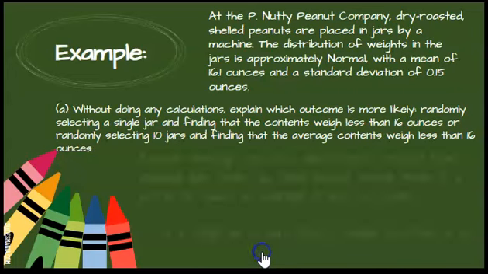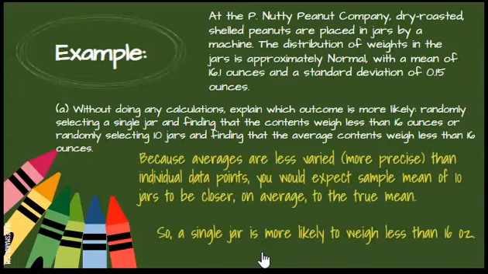Well, because averages, as we talked about, are less varied, they're more precise than individual data points, you would expect a sample mean of 10 to be closer on average to the true mean. One jar could be way off, but if I take 10 jars and average them, they're more precise and probably closer to the right average. So a single jar is more likely to weigh less than 16 ounces.